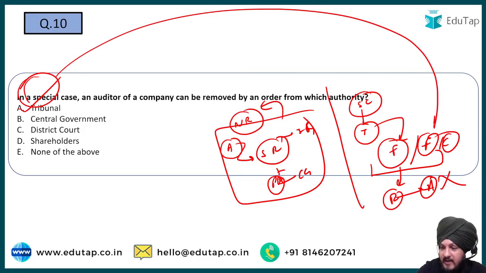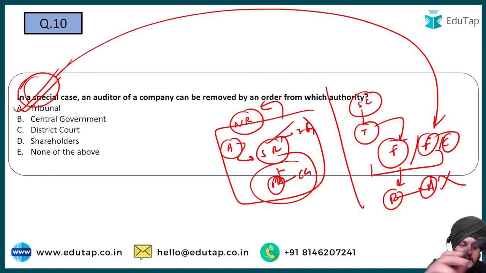These are the scenarios that I have shared with you. So in these scenarios that can happen, but under normal circumstances there is no such provision. Only special resolution is required and prior approval of the central government is required. But the question is about special case, so A is going to be the correct answer to this question, right? So I hope it is clear to you.